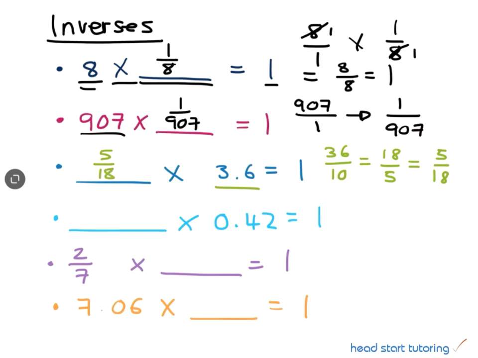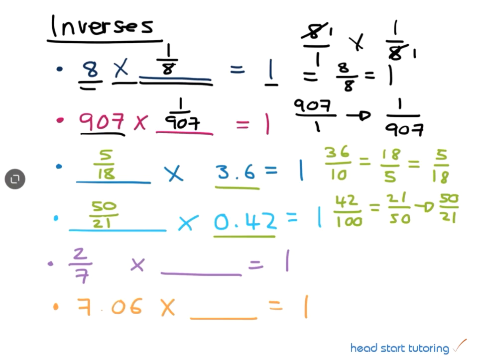So 5 over 18 multiplied by 3.6 will give you an answer of 1, because 5 over 18 is the inverse of 3.6. Right, so let's have a look now at 0.42. 0.42 as a fraction is 42 over 100, which we can simplify to 21 over 50, and that as an inverse is 50 over 21. So multiplying 50 over 21 by its inverse, which is 0.42, we will get an answer of 1.